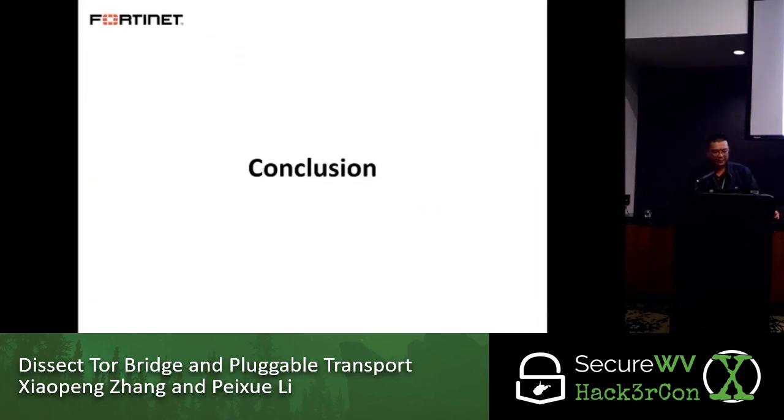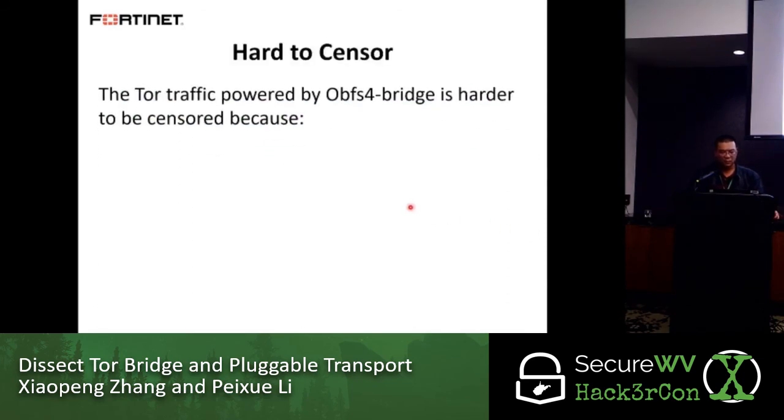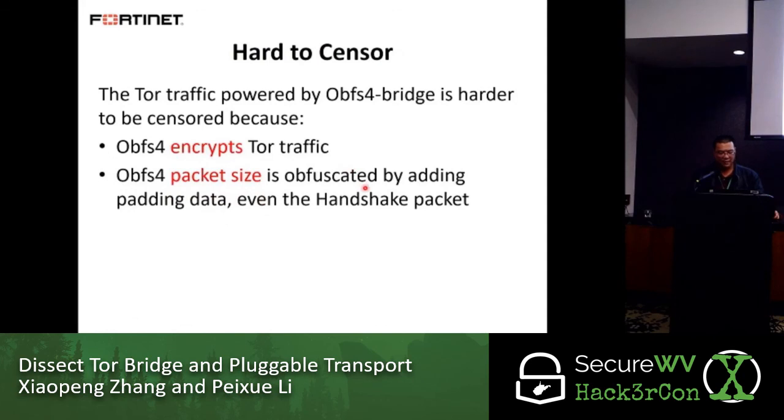Okay. In this chapter, I will summarize OBFS4 bridge's methods against censorship. All in all, the Tor payload traffic powered by OBFS4 bridge is harder to be censored because OBFS4 encrypts the Tor traffic and obfuscates the packet size by adding padding data, even on the handshake packet. OBFS4 large packets can be split by IAT mode.